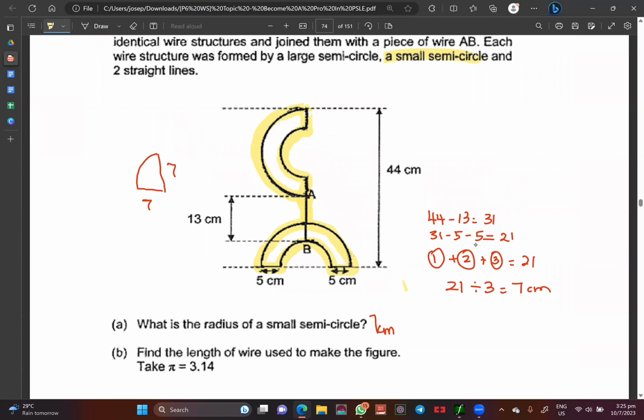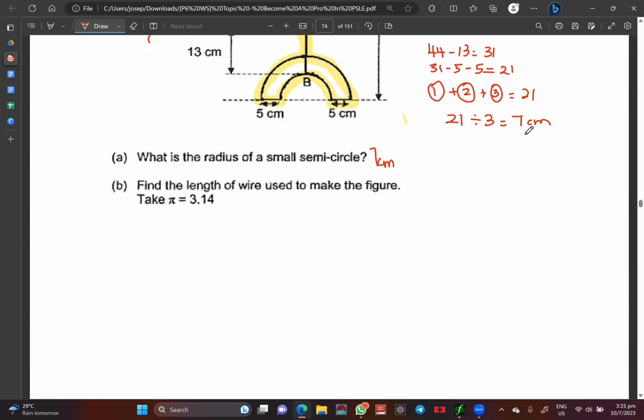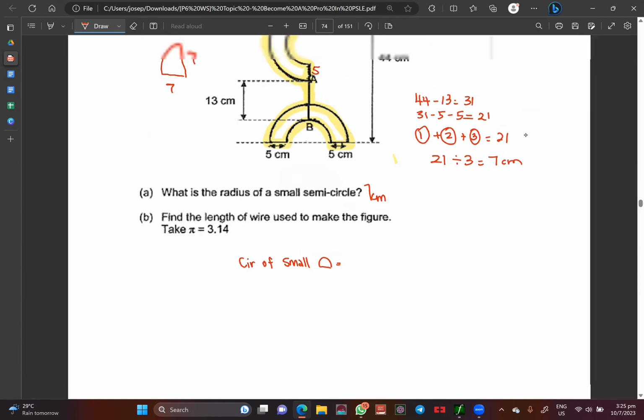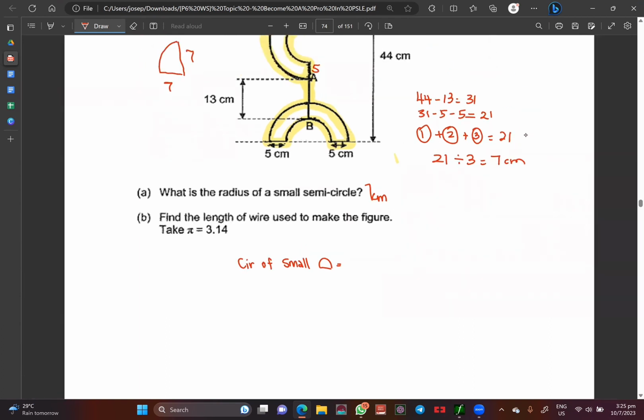So let me just note down what the measurements are. For example, I have 5 over here. Agree so far? Then to find out what this is over here, I have to use the circumference of a semicircle. Then I have another 5 over here. Then I have 13. I have 5, 5, and that's it. First things first, I want to find the circumference of the small semicircle. How do I find the circumference of a small semicircle? As long as it is a semicircle, I have to do half.